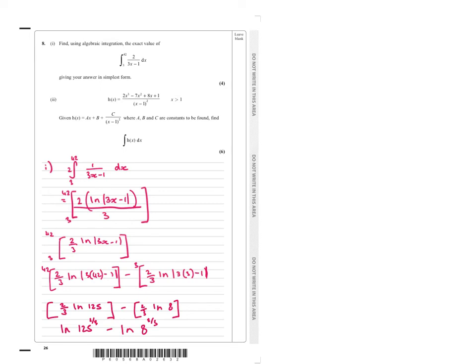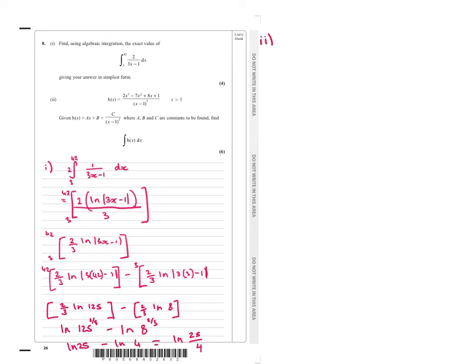125 to the power of 2 over 3 is 25, because it's the cube root of 125, then squared, isn't it? We should just know that. So this is ln of 5 squared, and the cube root of 8 is 2, square that, we get 4. Ln of 4. When we take away ln's from each other, we divide. Sorry, that's 25, that's 4. Take away ln's, divide, this becomes ln of 25 over 4. Done, we found the exact value.